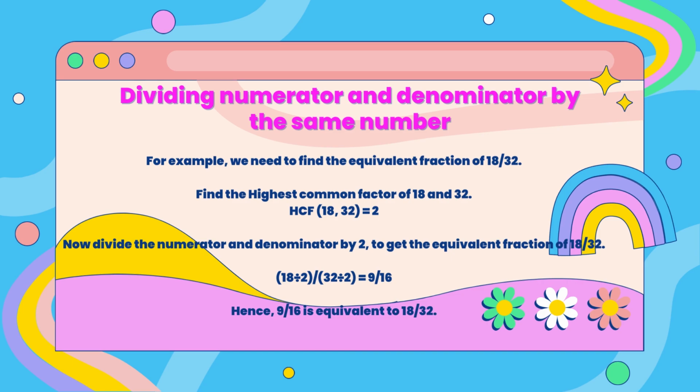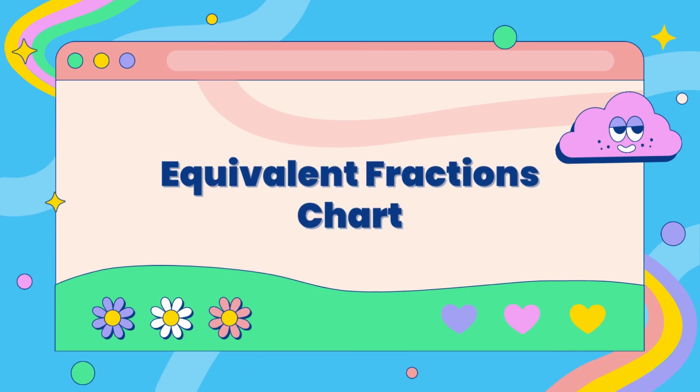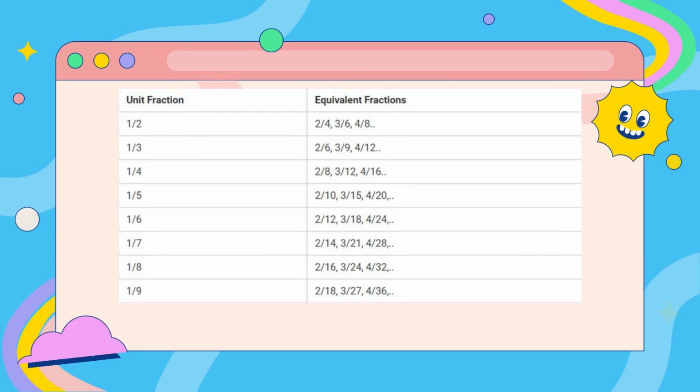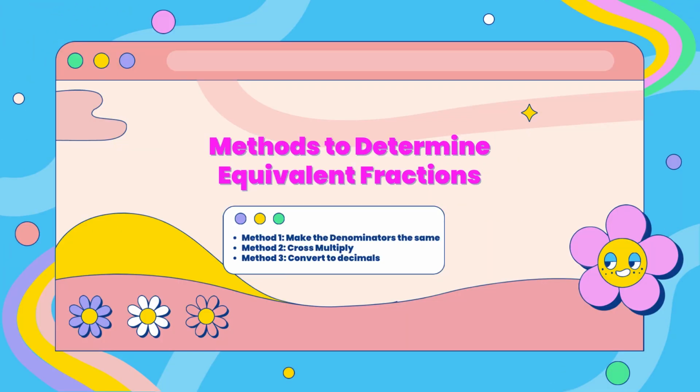Notes: we can only multiply or divide by the same number to get an equivalent fraction, and not addition or subtraction. Simplification to get equivalent fractions can be done to a point where both the numerator and denominator should still be whole numbers. Equivalent fraction chart. Let us see the equivalent fractions for a unit fraction. Next, the methods to determine equivalent fractions.